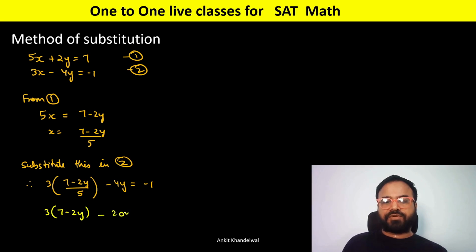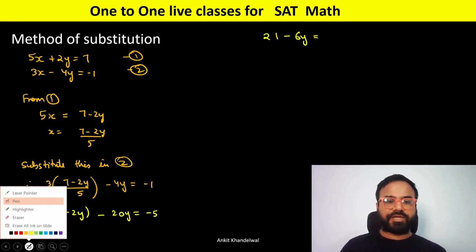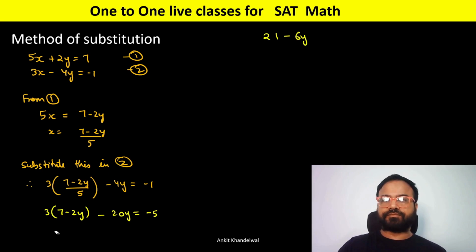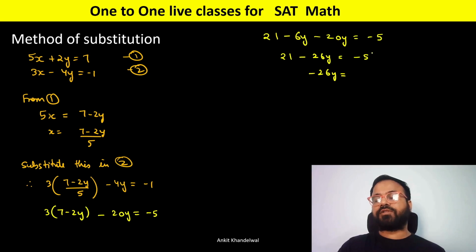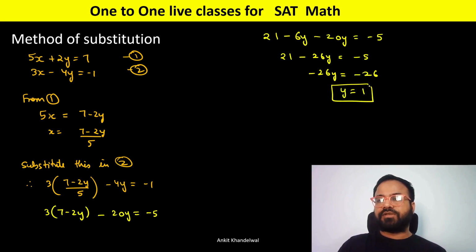5 times 4 is 20y, that is negative 5. Now distributing, 7 times 3 is 21, minus 6y, and this is minus 20y equals negative 5. So 21 minus 26y equals negative 5. Negative 26y equals, take this 21 on the right hand side, so negative 5 minus 21, negative 26. So dividing by negative 26 on both the sides, y equals 1.